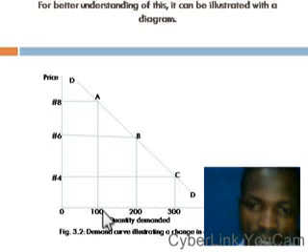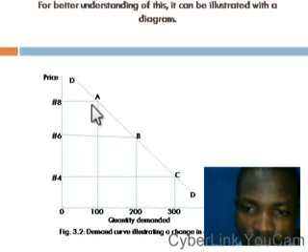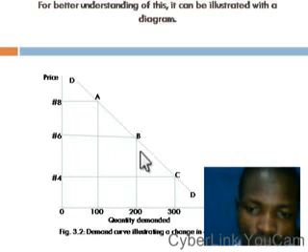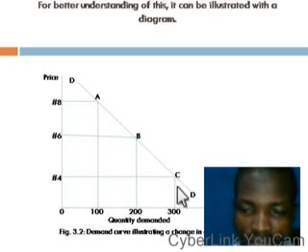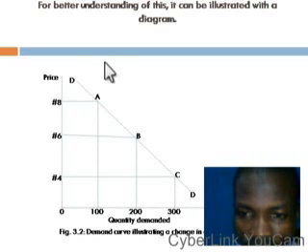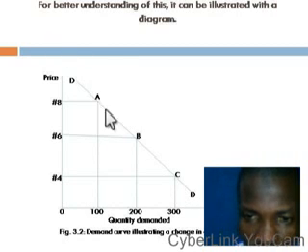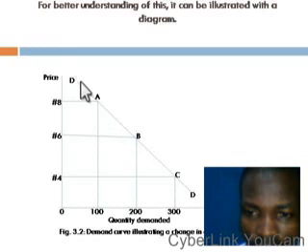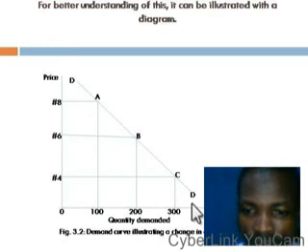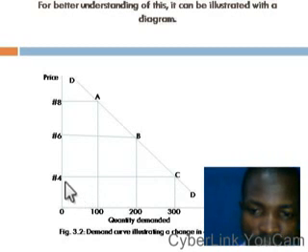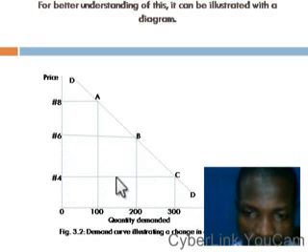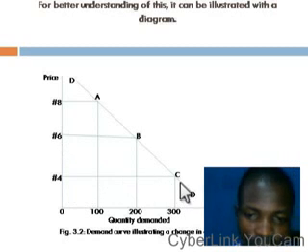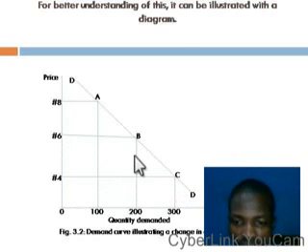Looking at this movement, the movement from A to B and to C all take place along the same demand curve. Every change you see here takes place on this singular demand curve. That is why we call it movement along the demand curve. All the changes take place on the same demand curve. So when the price increased from 4 naira to 6 naira, we have a movement on the demand curve from point C to point B, indicating a decrease from 300 units to 200 units.